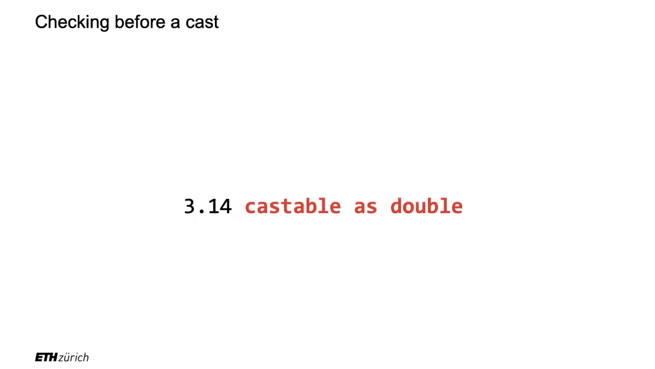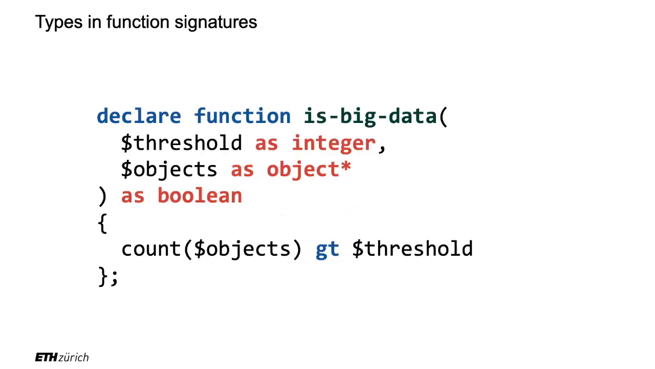Then you have castable. Castable just tests. It tells you whether it would work or not. Could you cast 3.14 as a double? Yes, you could, so that returns true. If you try foo castable as double, that would return false. You cannot cast foo to a double. Okay. Then you have functions.